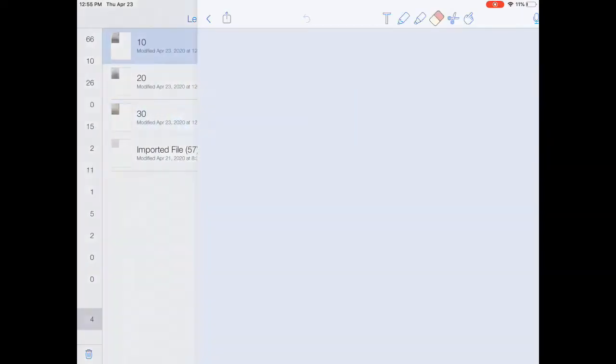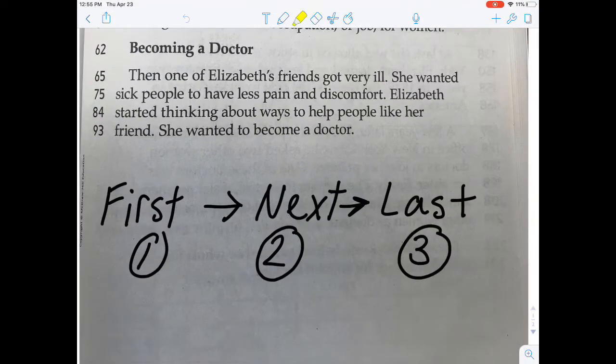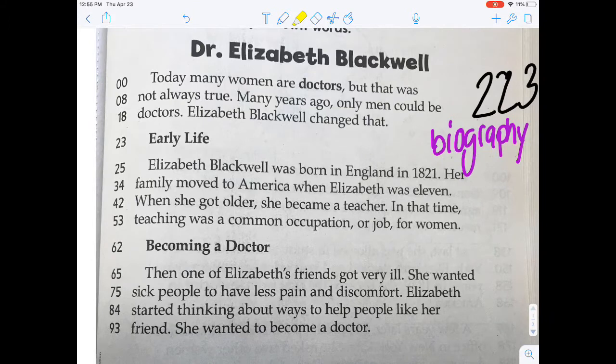Now, on the next page, we're going to be answering these questions about what happened in the story, and we're going to be using words like first, next, and last. So I'm going to be making some notes as we read about what happened first, what happened next, and what happened at the end or last. Okay, you're welcome to read out loud with me at home, or if you want to follow along in your own book or on the screen, that's fine as well.